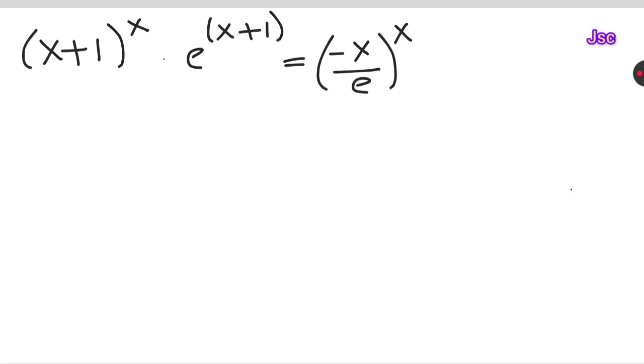Today's question is (x+1)^x times e^(x+1) is equal to (-x/e)^x. Here we need to find the x value. Let's see how to solve this.